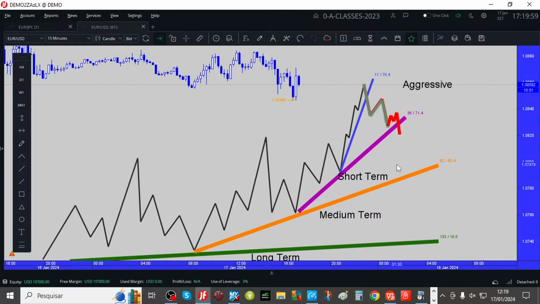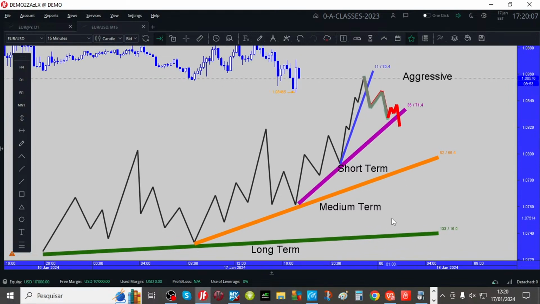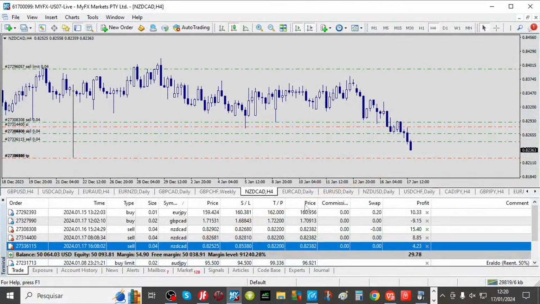Sandy says green will be more appropriate if it touches the long-term trend line. Everybody? Yes. We are trading together with the students group, everybody. Heraldo is happy, right? That's Heraldo making money. Very good.